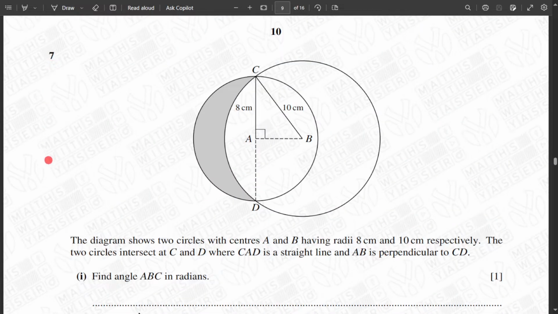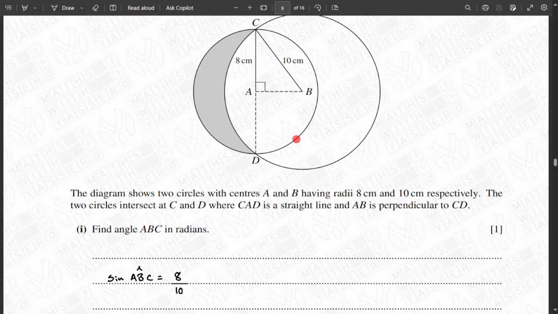Question number 7. The diagram shows two circles with centers A and B having radii 8 cm and 10 cm respectively. The two circles intersect at C and D, where CAD is a straight line and AB is perpendicular to CD. We need to find the angle ABC in radians. That means we need to find this angle.